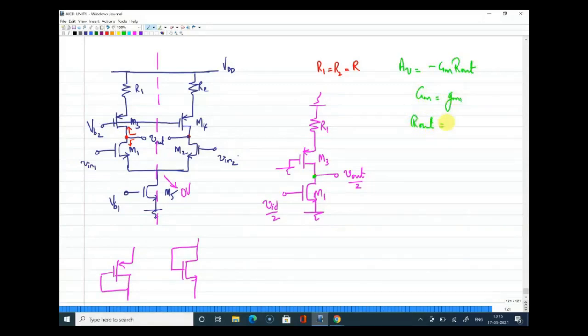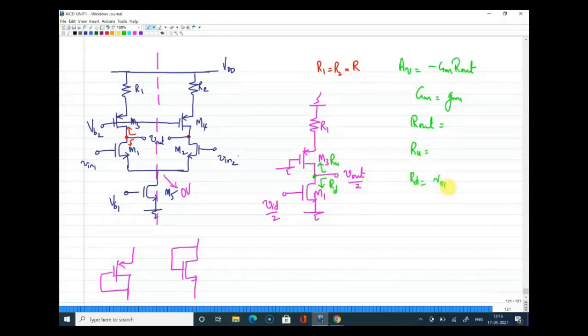How will you find R out? What is the method to find R out? Short the input, then connect a test voltage at the output, pump a current of Ix, and find V test by I test, right? So when you perform that, how will you find the impedance by the rapid simplification method? What is the impedance down? I'll mark this as RD and this as RU. What is the impedance down? RD is equal to R01 of the transistor.